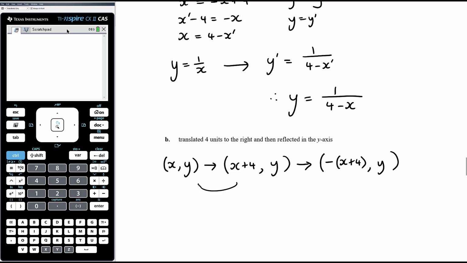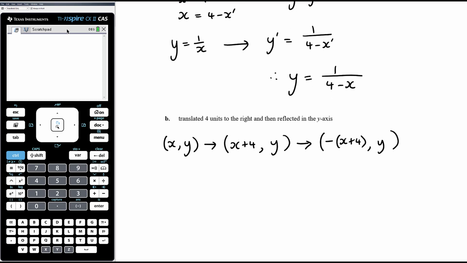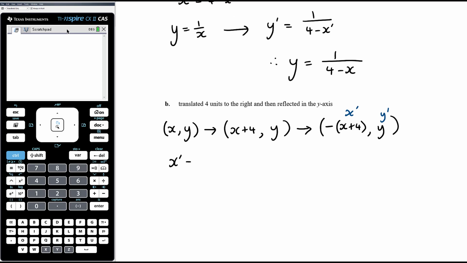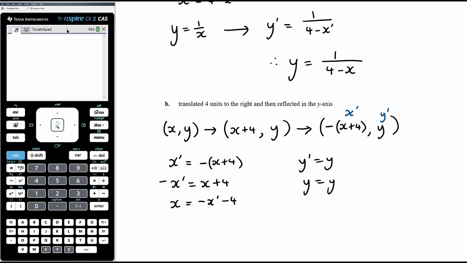So we've added 4 onto the x coordinate, and we've multiplied the x coordinate by -1. We could tidy that up if we want. That's negative x minus 4, or you can leave it as it is, it doesn't really matter. In fact, I might leave it as it is. So this is the image of x and this is the image of y. We now have our two little equations. The image of x is negative x plus 4. The image of y is just y. We want to make x and y the subject, so we can substitute into the hyperbola. So I'm going to multiply both sides by -1, so negative x dash equals x plus 4, and take away 4, x equals negative x dash, take away 4, and y just equals y dash.